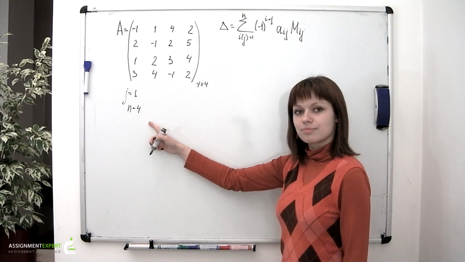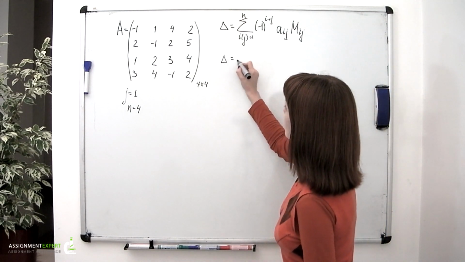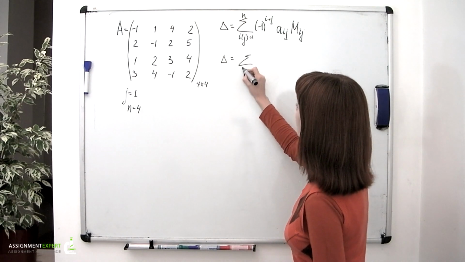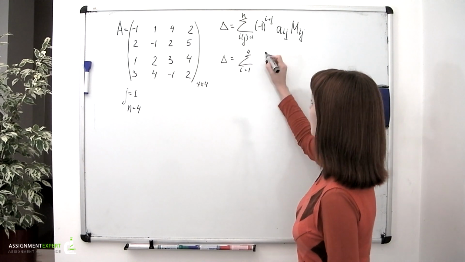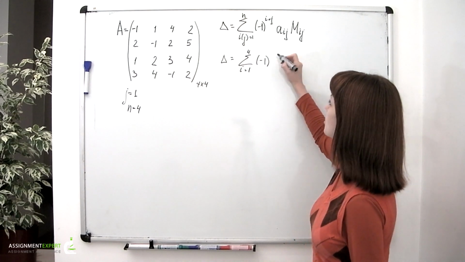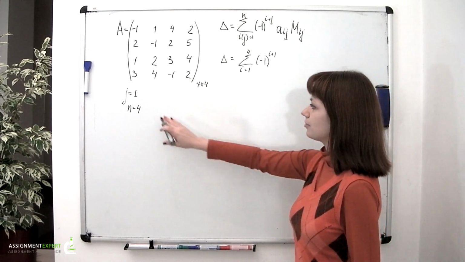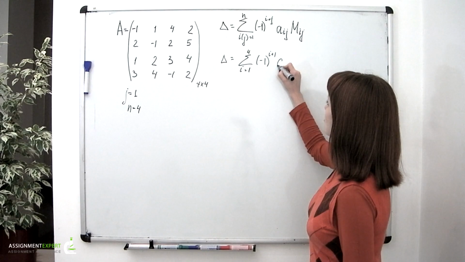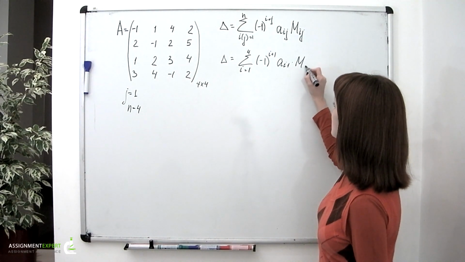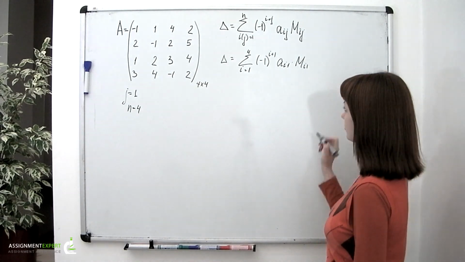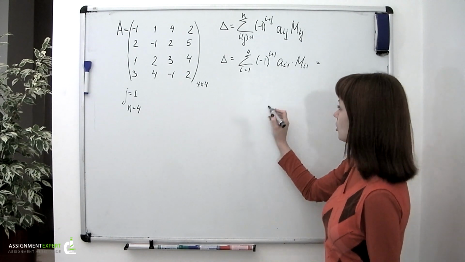So considering this, our formula is transformed into the following. Delta equals sum for i from 1 to 4 of -1 to the power of i plus 1, since we've set j to the value of 1, times a sub i1 times m sub i1. Now, if we expand this sum, we'll obtain the following.